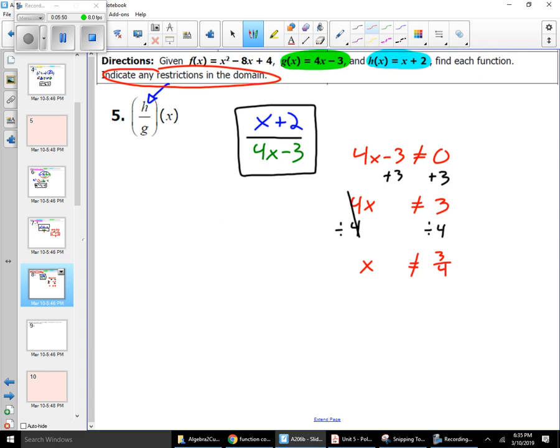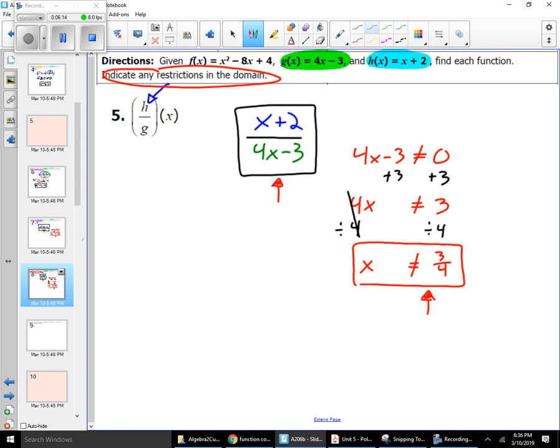Again, the reason x cannot equal 3/4 is because if I put that into this denominator, I'll be dividing by 0. 4 times 3/4 is 3, and 3 minus 3 is 0. We can't have that 0 in the denominator. So I started with two linear functions that had a domain of all real numbers, but once I divided them, I introduced this domain restriction.